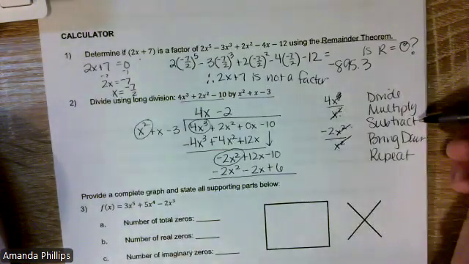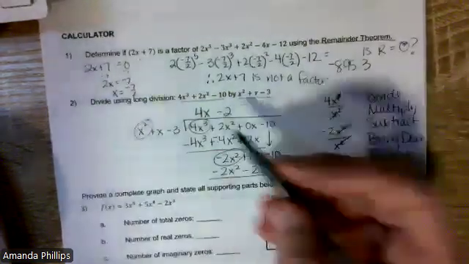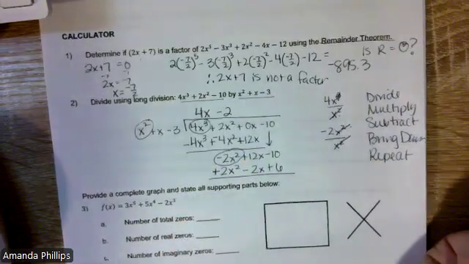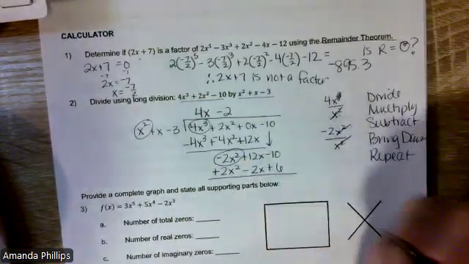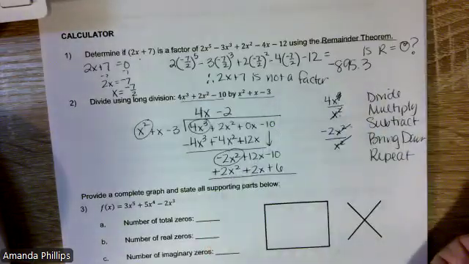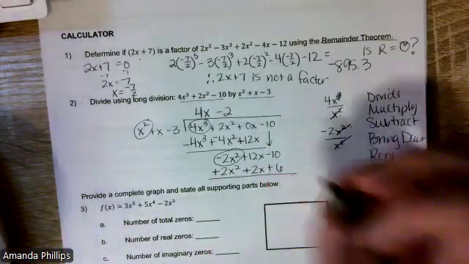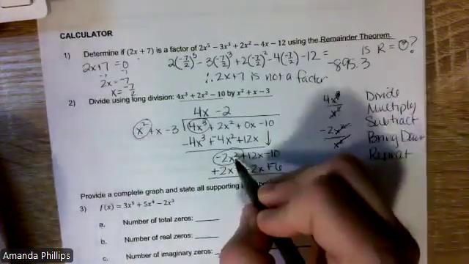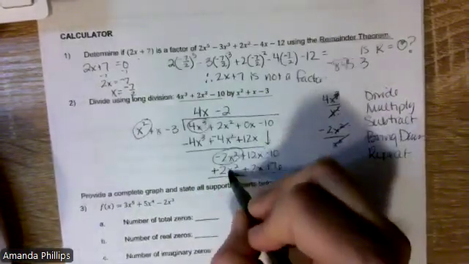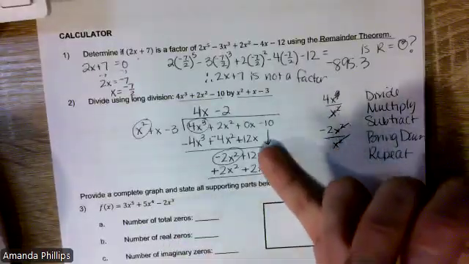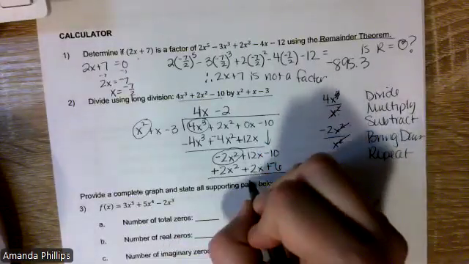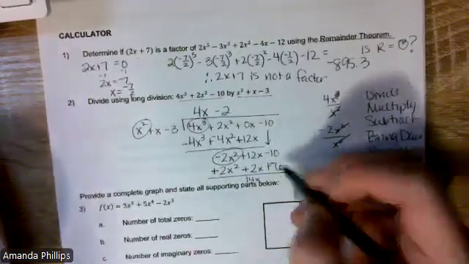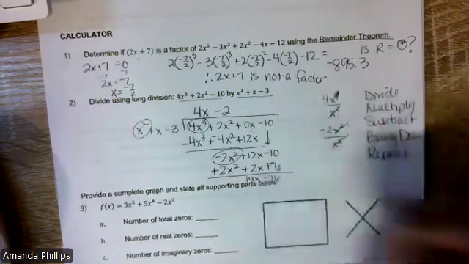Now we subtract. So I have to subtract a negative 2x squared, which means it's going to become a positive. I have to subtract a negative 2x, which means it's going to be a positive. I have to subtract a positive 6, which means it's going to be a negative. Okay? Now we do the math. 2x squared plus 2x squared went away. 12x plus 2x is 14x. Negative 10 plus a negative 6 is negative 16.